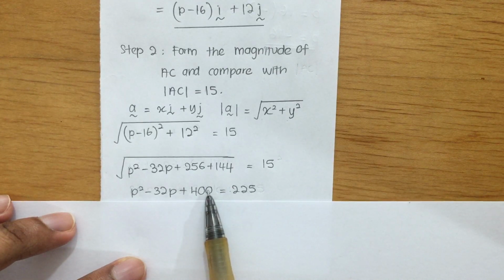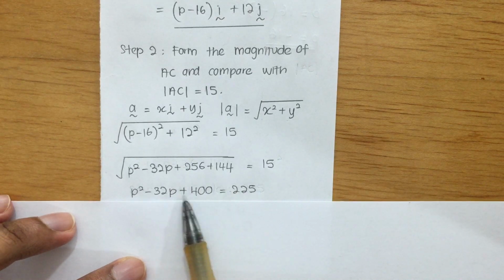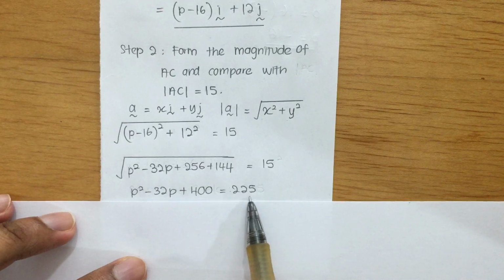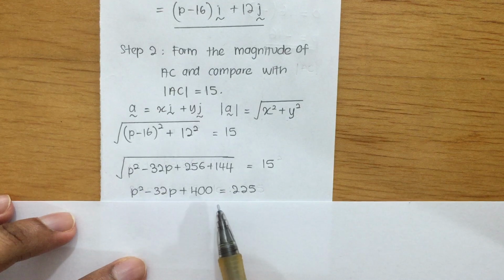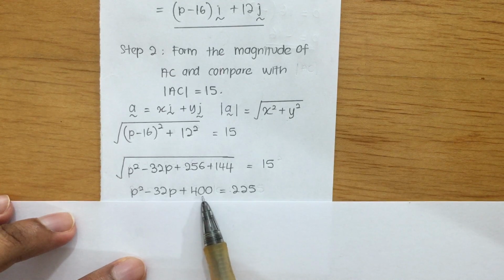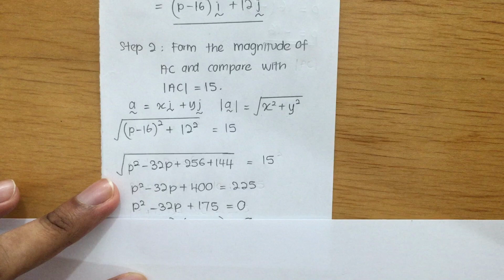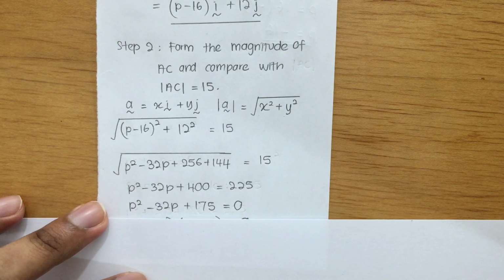So how did I get this 400? Very simple, guys, 256 plus 144, that's how I got this 400. Okay, now this 225 from the right hand side, you can move it to the left hand side, which becomes negative 225. So when you calculate 400 minus 225, you should get p squared minus 32p plus 175 equals 0.